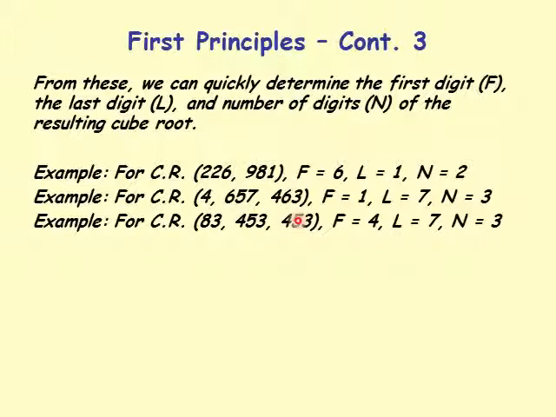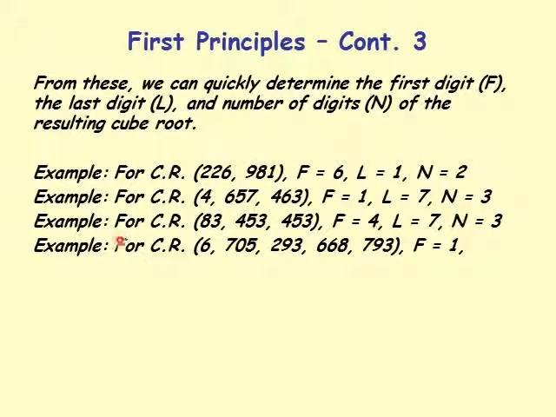83,453,453. So the first digit is 4 because 83 is between 64 and 125, and from the 3 here the last digit of the cube root is 7, and the number of blocks is 1, 2, 3. That's the number of digits in the cube root. And for cube root of 6,705,293,668,793: 1, 2, 3, 4, 5 blocks, so n is 5. The 6 is still between 1 and 8, so the first digit is 1 and the last digit is 7.